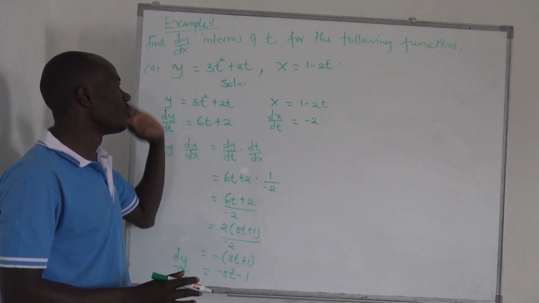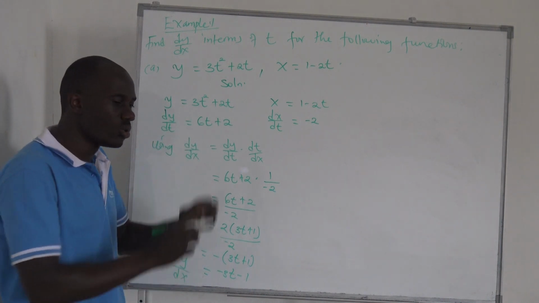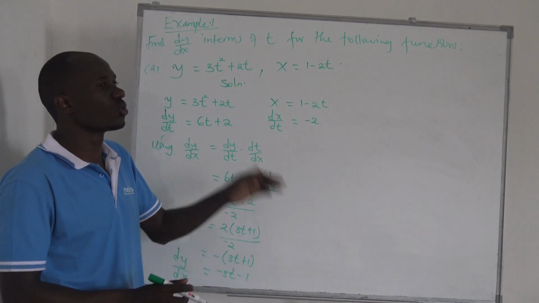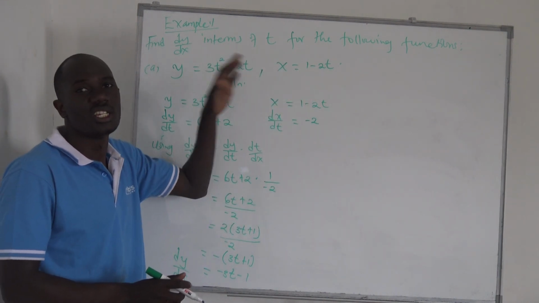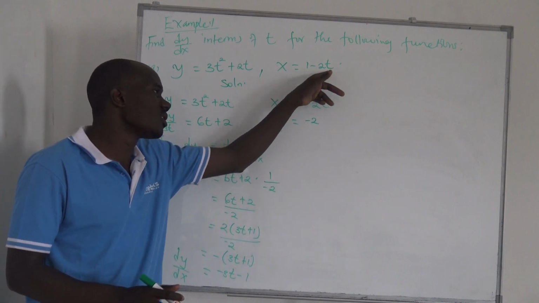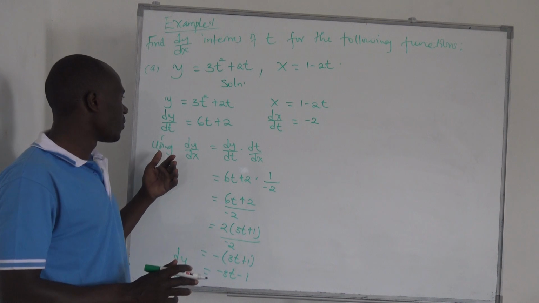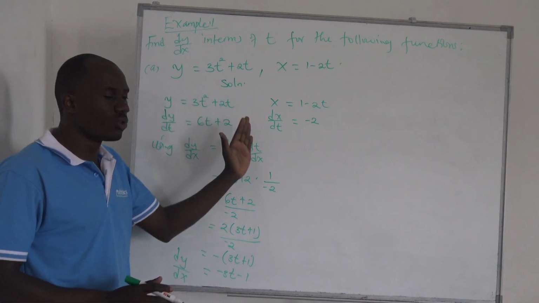So when you first get dy/dt, you differentiate this function with respect to t. Again, you also look at x, which is also given in terms of t. That is why we are getting dx/dt; we are differentiating this function with respect to t. So from there, you have obtained dy/dt, and you have also got dx/dt.